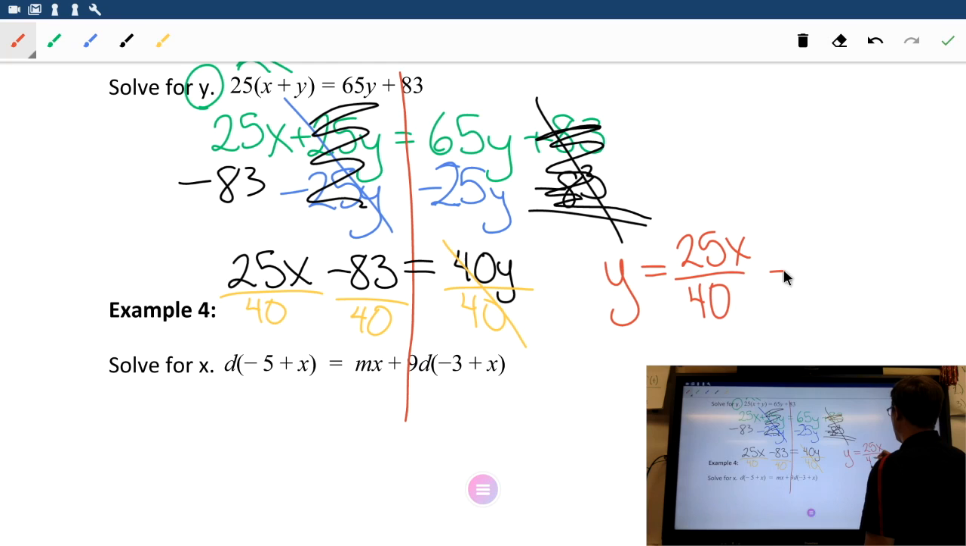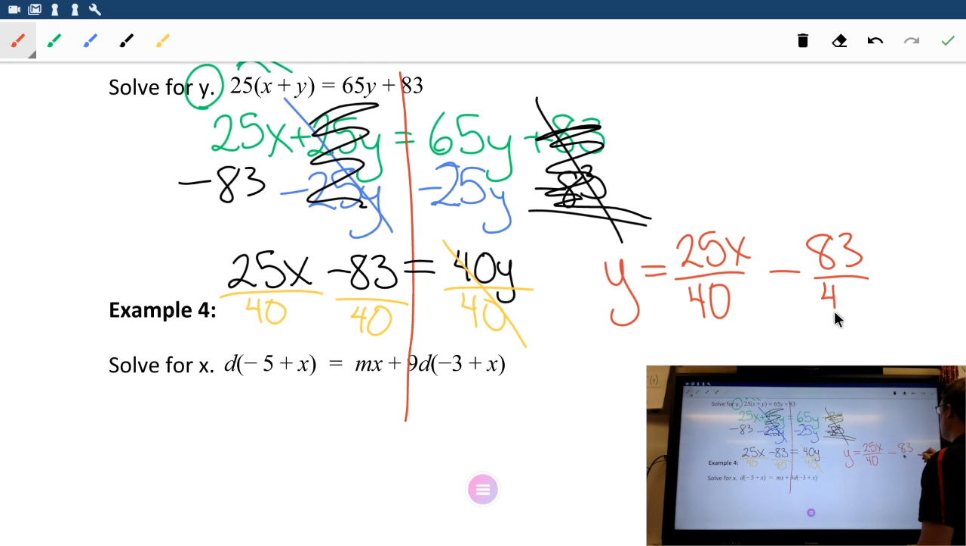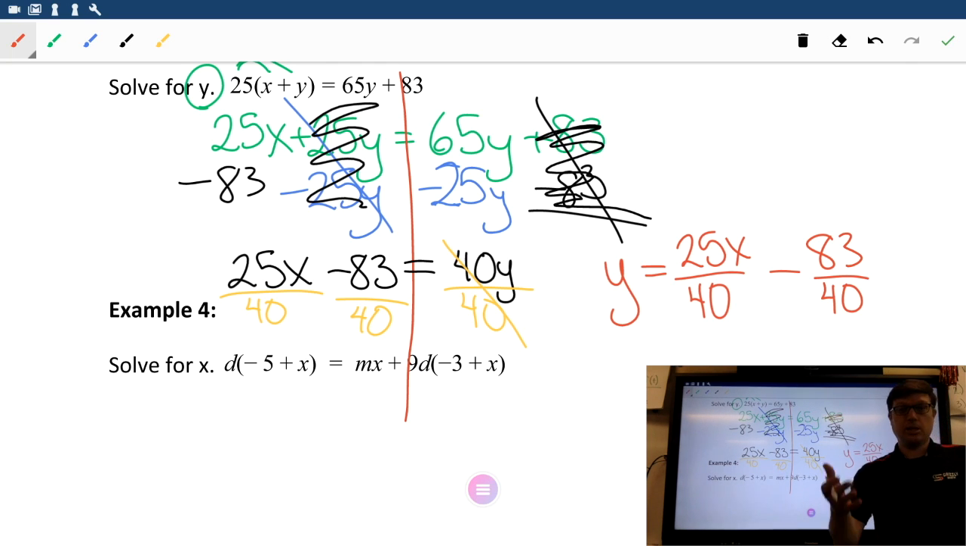25x over 40 minus 83 over 40. And done. Okay. Well, not done with the lesson. Here we go. Let's keep going.